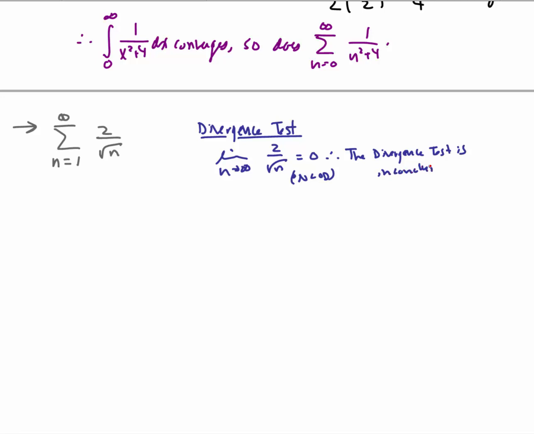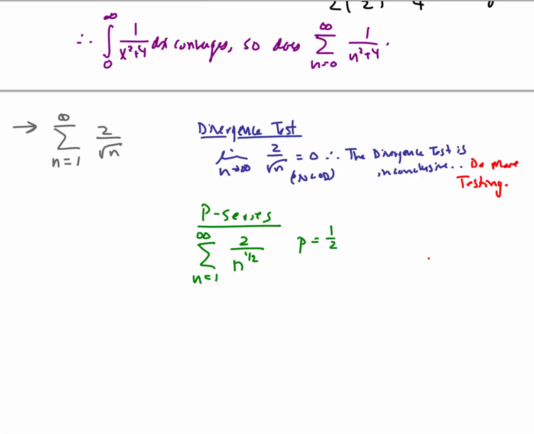I think I could probably integrate this pretty easily, but with the integral test, I have to show continuous, positive, and decreasing, which this is, but it's a lot of work. So I have to do more testing. I think this looks like a p-series. So let's look at the p-series test on this one. I think it will save us some time over the integral test if it works. With the p-series test, I want to rewrite this as n equals 1 to infinity of 2 over n to the 1/2. So this looks exactly like a p-series with p equal to a half.